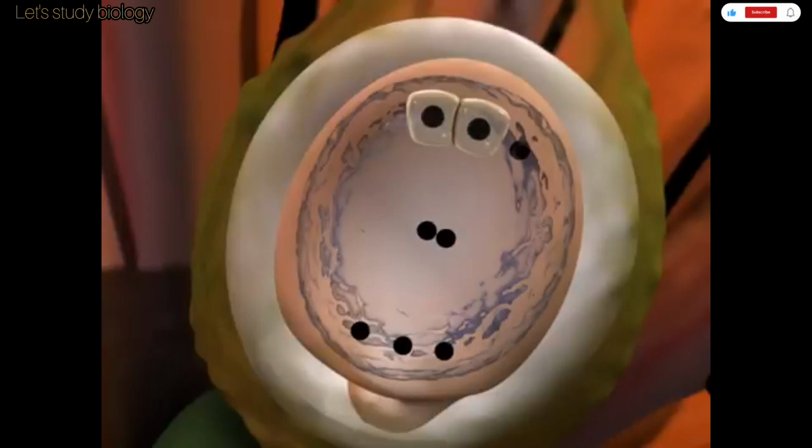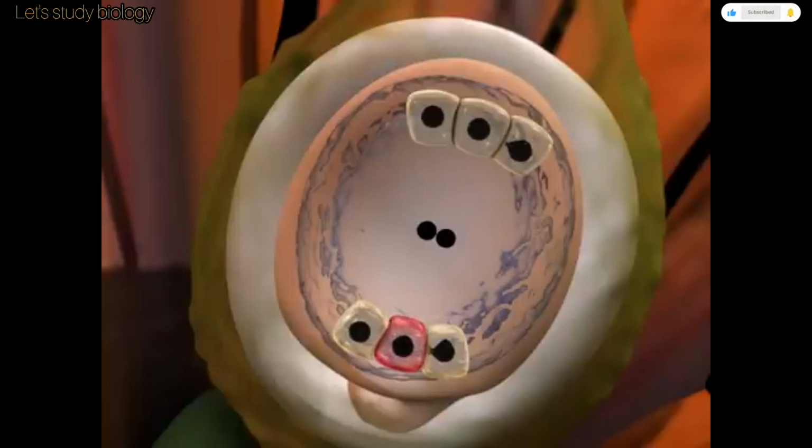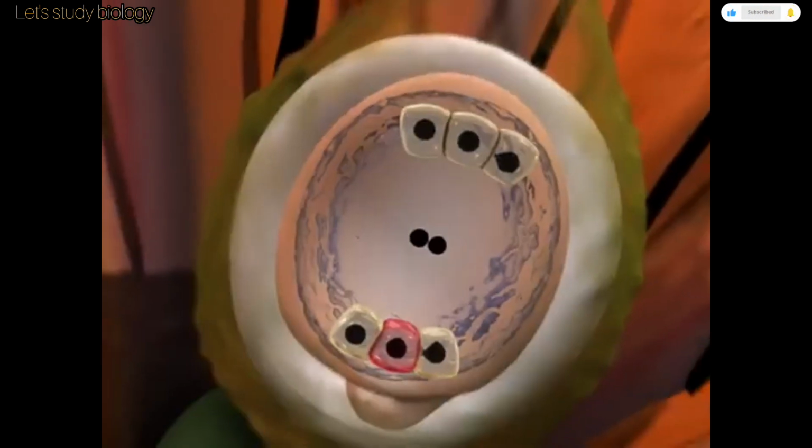3 cells named antipodal cells form opposite the opening of the ovule, known as the micropyle. Another 3 cells form above the micropyle. 2 of these are synergids, and the other is the egg cell. This leaves 2 nuclei in the center of the ovule. These central nuclei remain together in one large cell. It is the egg cell and this central nucleate cell which will eventually become part of the double fertilization event.